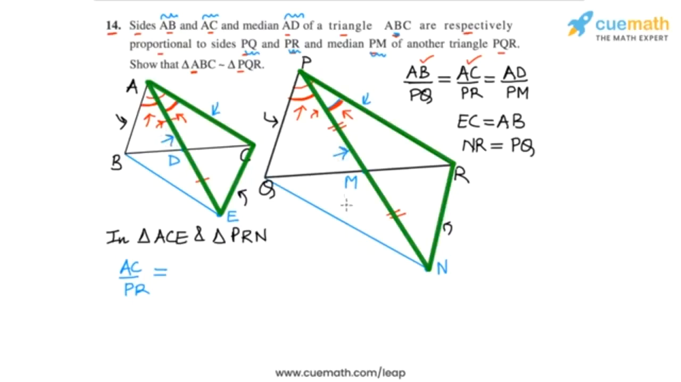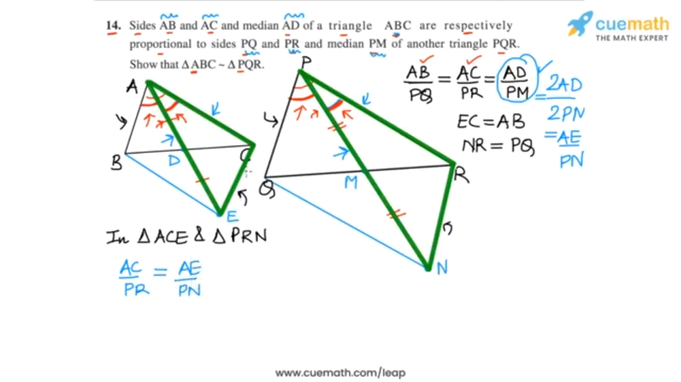Do you think this will also be equal to AC by PR? Well, yes, because AE is simply double of AD and PN is simply double of PM. And in this original equality of ratios given to us, if we double the numerator and denominator of this ratio, if we double the numerator we get 2AD, and if we double the denominator we get 2PM, correct? So this will be equal to 2AD by 2PM, and 2AD is simply AE and 2PM is simply PN. So we can write the fact that AE by PN is also equal to AC by PR.